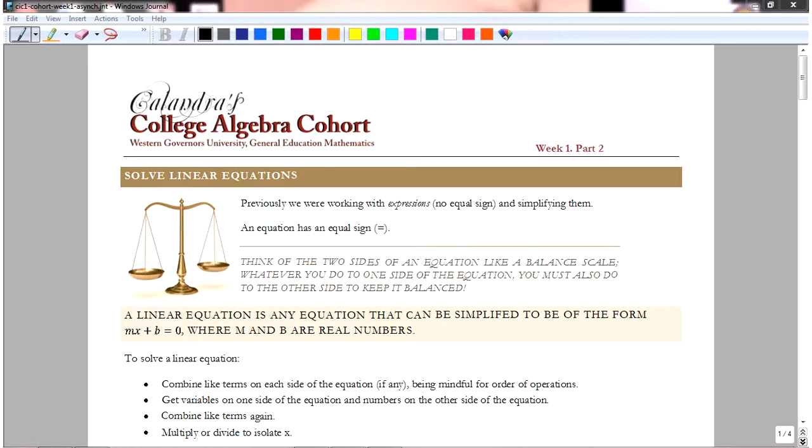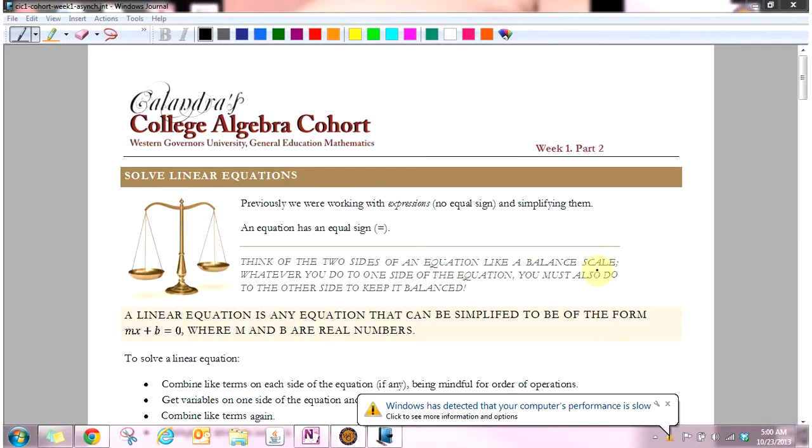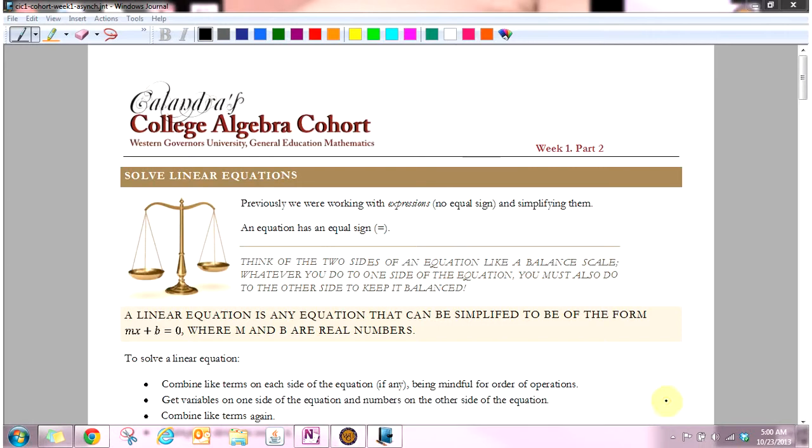Previously we were working with expressions. With an expression there's no equal sign, so we can only simplify an expression. However, now we're going to be working with equations. When there's an equation, there's going to be an equal sign, and that means we're going to have to solve for a variable. So think of the two sides of an equation like a balance scale, and we have a little visual there for you.